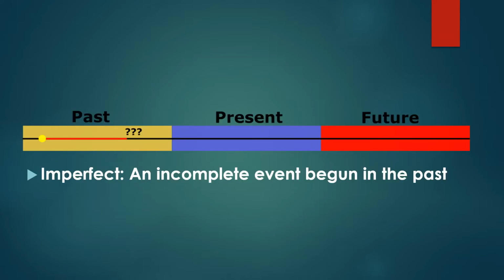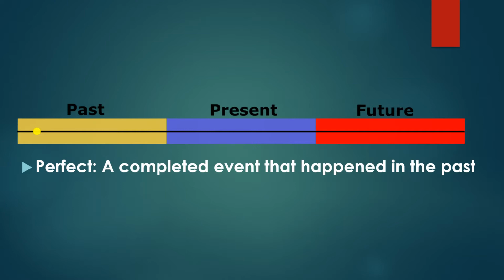So in the previous video we looked at the imperfect tense, and as displayed by the timeline of tenses on the slide, the imperfect tense refers to an incomplete or unfinished action or event which began in the past. On the other hand, the perfect tense refers to an event which happened in the past, which is now finished or completed. That is to say, there was a definitive ending to that action.